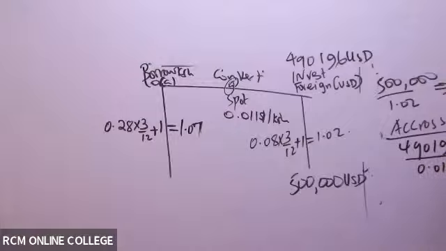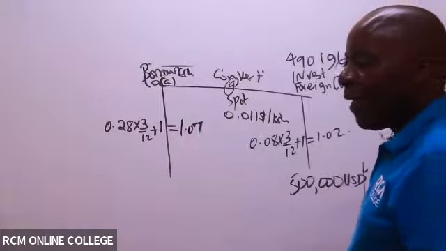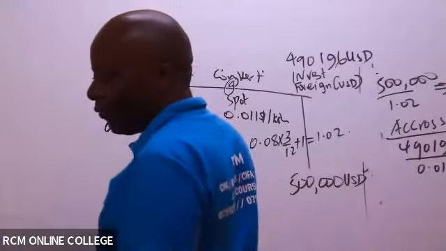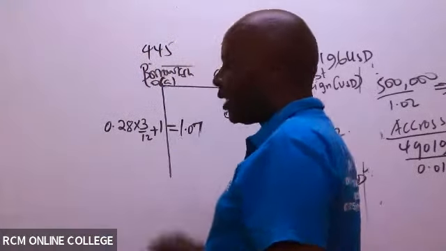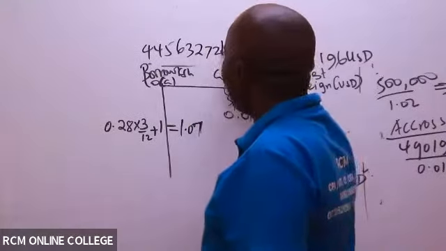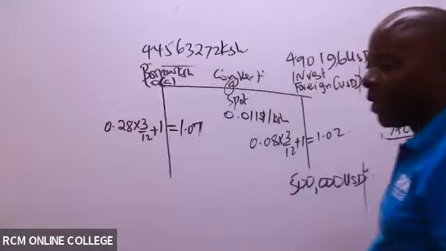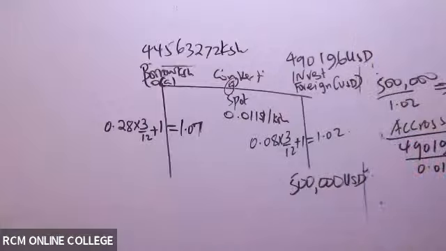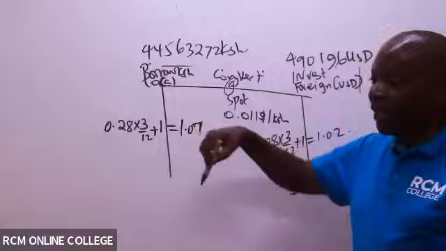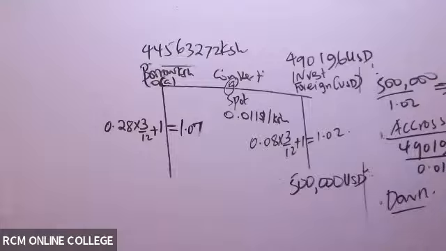How much do we have there? According to Maya, we have 44,563,272. Now these are Kenya shillings. Now the last one is down. Moving from here now down, we multiply, isn't it?